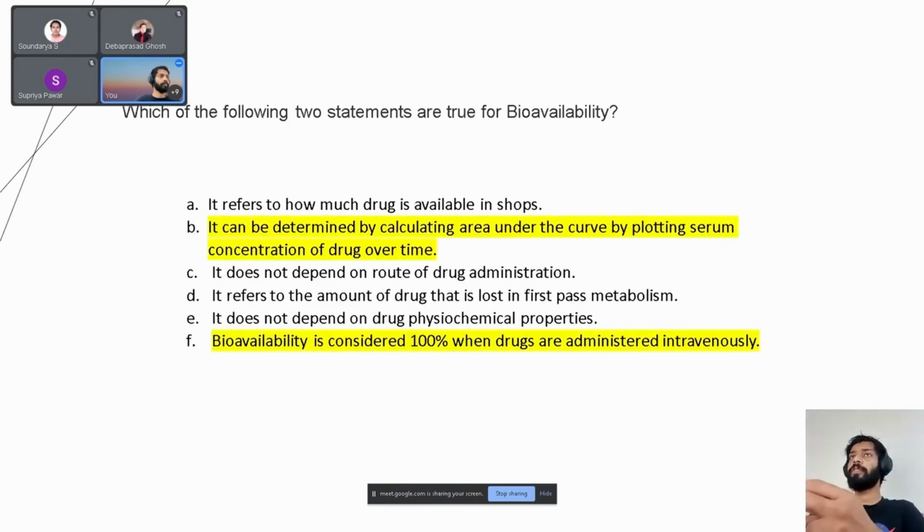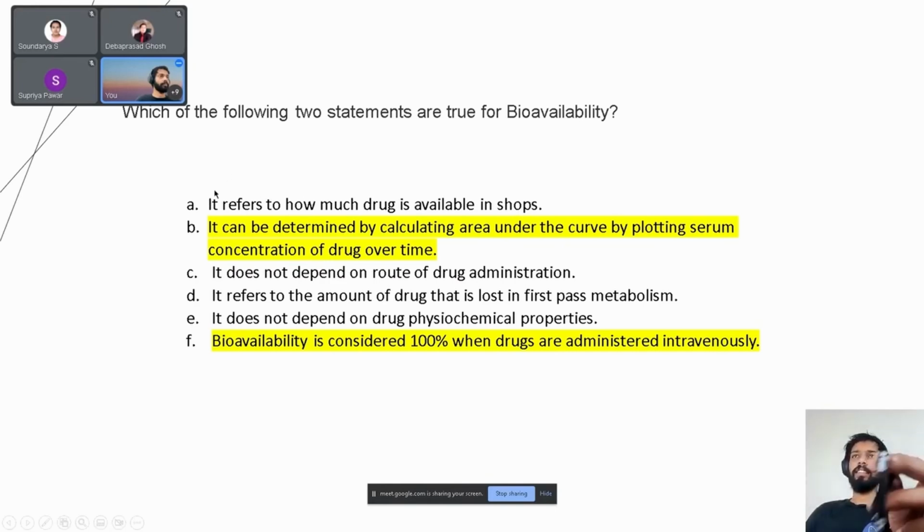But which of the following two statements are true for bioavailability? Okay, so bioavailability, once again, to reiterate, is the total amount of drug that's readily available in the body. It can be calculated by calculating the area under the curve by plotting the serum concentration of drug over time. And also bioavailability, as we've been hammering, is 100% when drugs are administered intravenously. So all the other options are wrong.